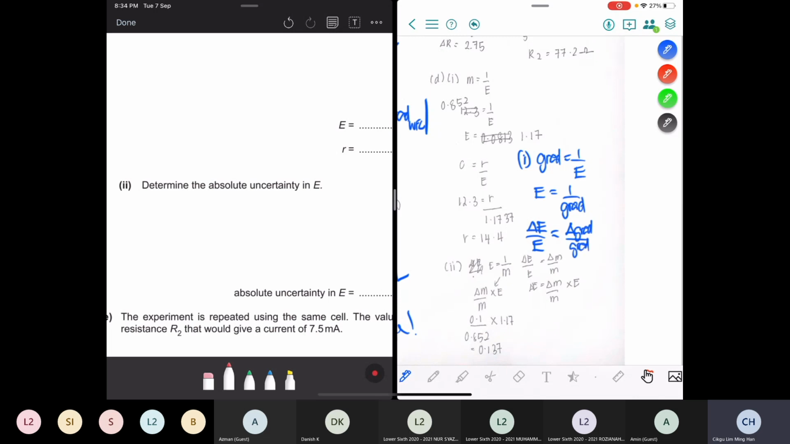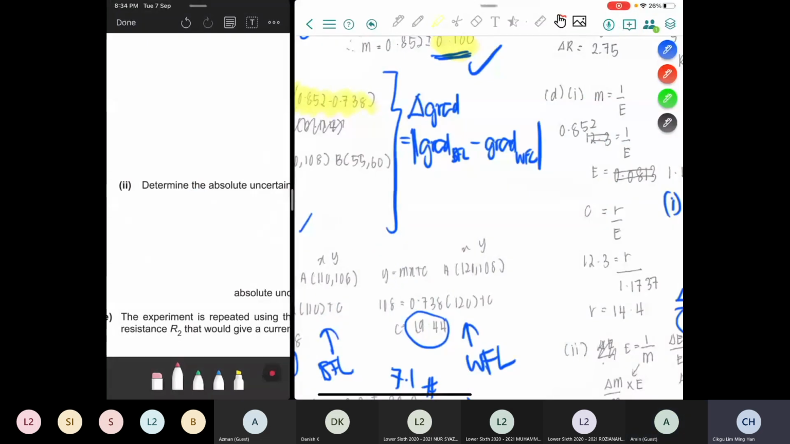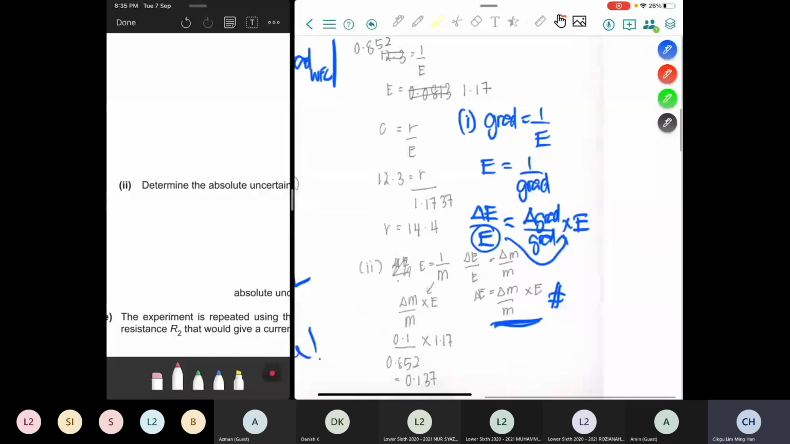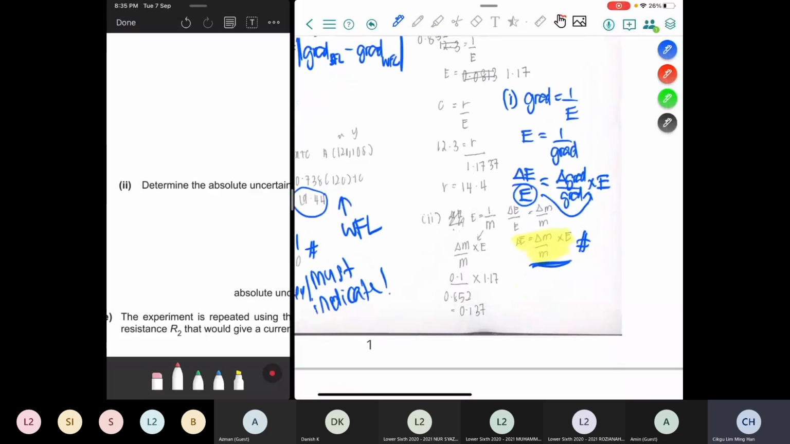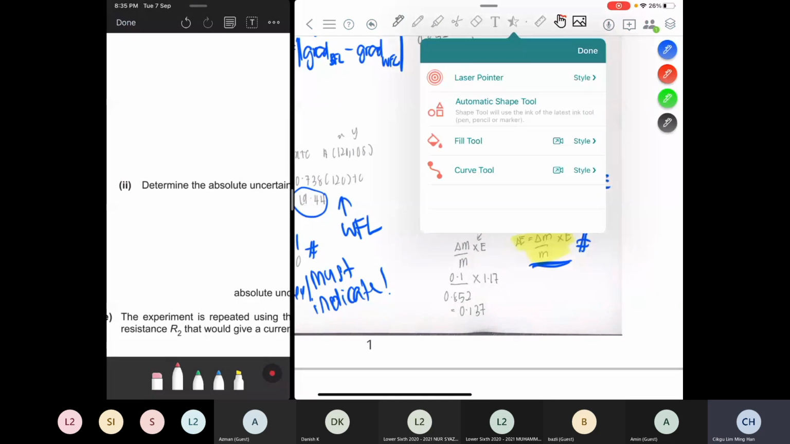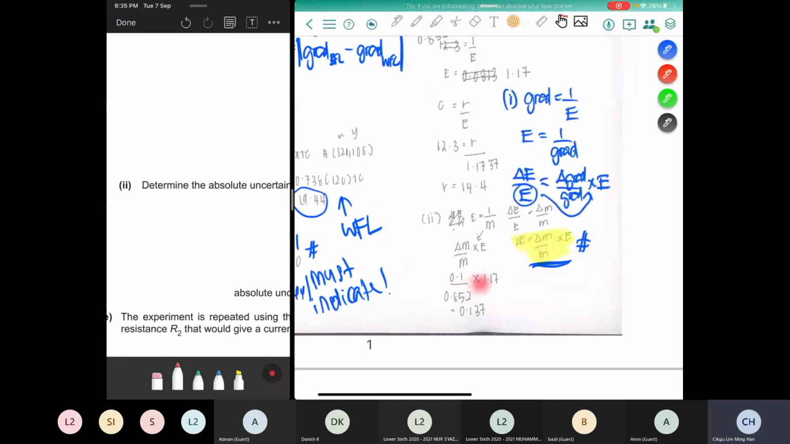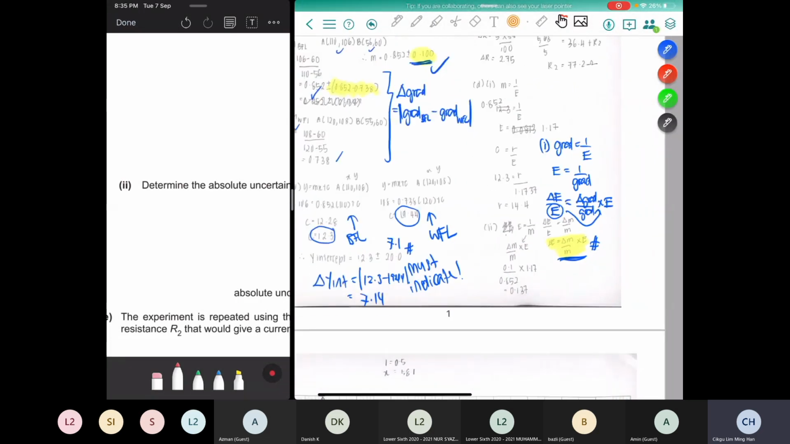And last but not least, this E moves to the other side and becomes times E. So this is what Kashfi is trying to show us. Let me write down here. This is what Kashfi is trying to do here. So he got the answer kind of very small, 0.1. Let me check. Where did this 0.1 come from? 0.1 from your gradient. Let me see your gradient.